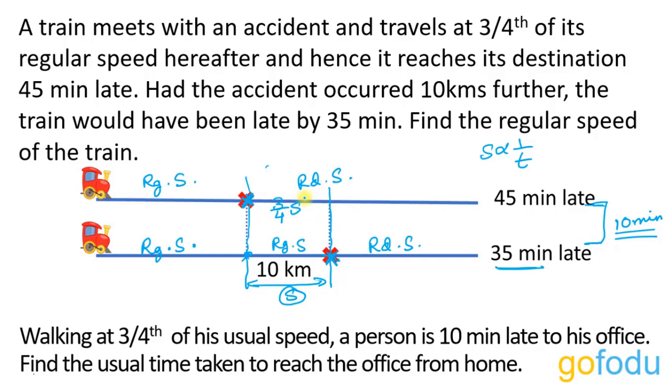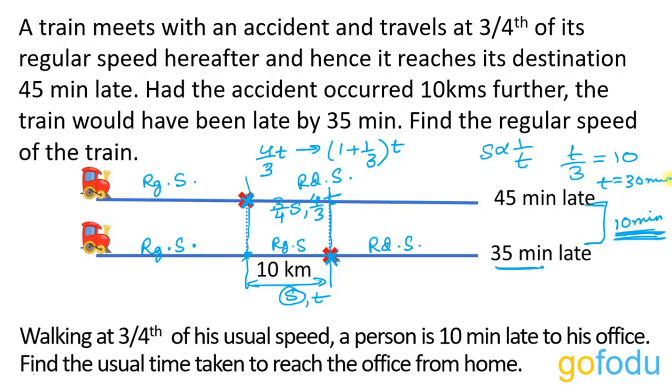As the speed and time are inversely proportional, here the time will become 4/3 of the original time. If the time taken here is t, here the time will become 4/3 t. Right? Now 4/3 t means an increment of 1/3 over 1. Okay, an increment of t/3 over t. So a 1/3 increment in original time is given as 10 minutes. So t/3 is equal to 10 and t will come out to be 30 minutes.